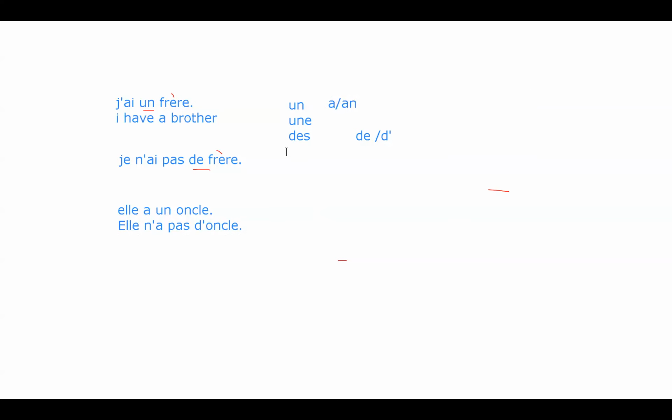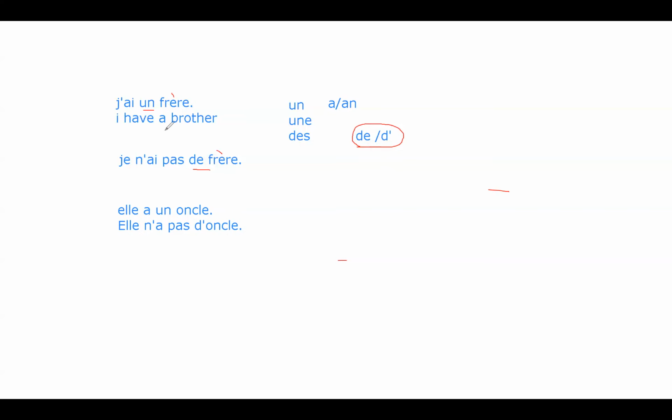"Des" means some, like more than one. When you have different things, then you put "des". When you negate, they get changed into the form "de", or "d'" with an apostrophe in case of a vowel. That is important: the "de" and the apostrophe. So all the indefinite articles get changed into "de" and the apostrophe. There are exceptions also. After that, we'll talk about the exception.